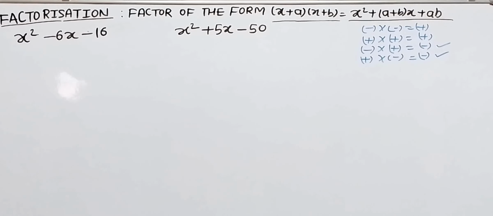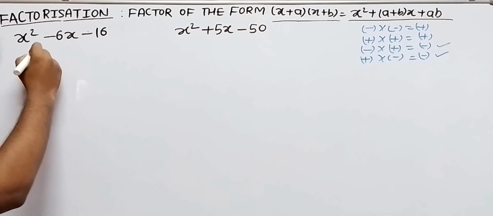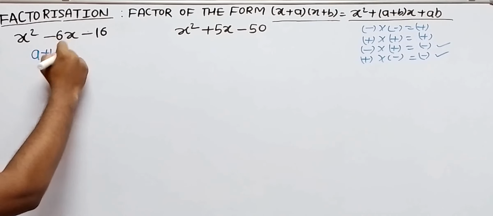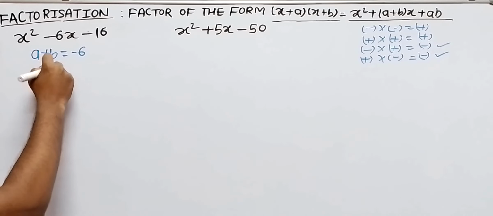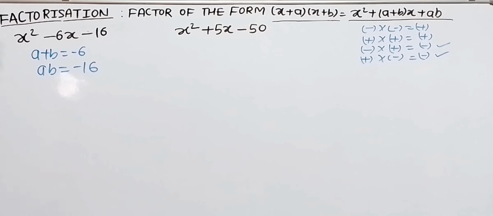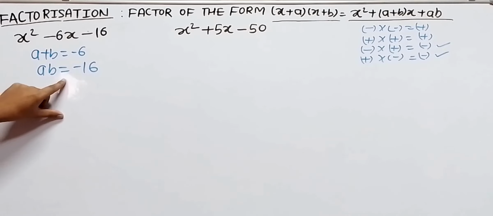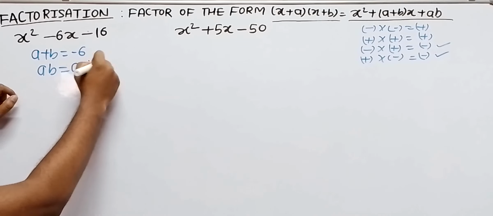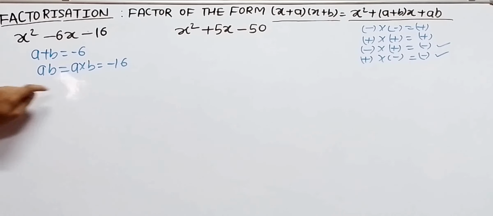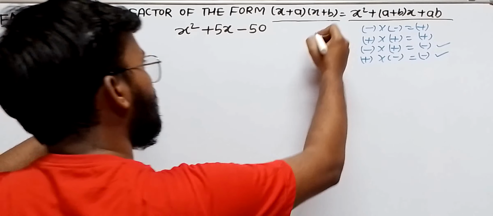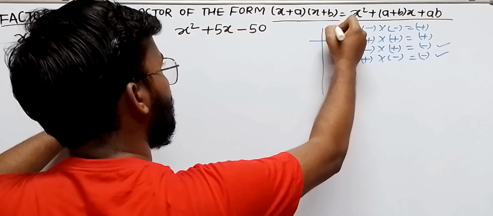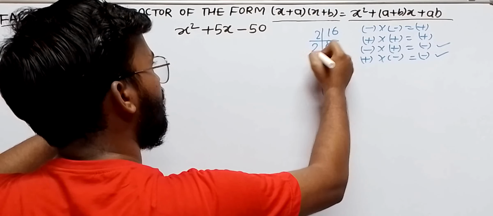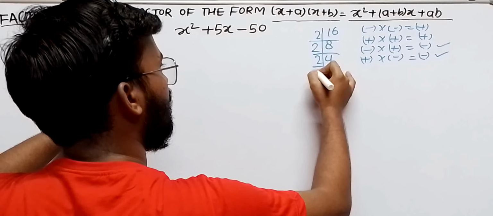Now let us understand this concept with some more problems. Now see this one. Here we need a plus b is minus 6, ab is minus 16. Here ab means a into b, which is required to be minus 16. For this purpose, first factorize the positive value 16.